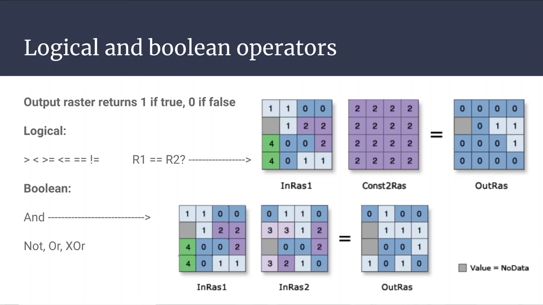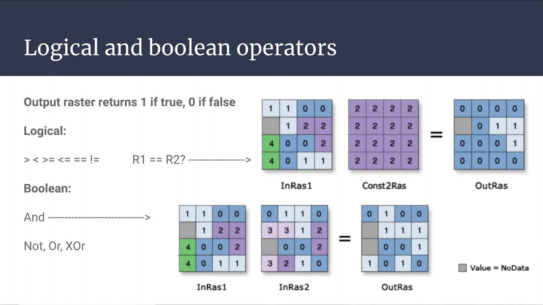Logical operators include greater than, equal to, not equal to, whereas Boolean operators include those cases where non-zero is true, 0 is false. So it's basically comparing some condition and saying if that condition is true or false. If the condition is true between those 2 rasters, the output will be a 1. If the condition is false, the output will be a 0. So looking at the 2 examples on the slide, in the first one, the logical operator example, we are asking if raster 1 is equal to raster 2.